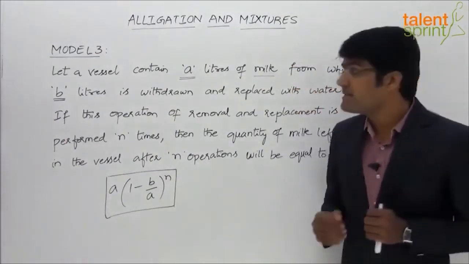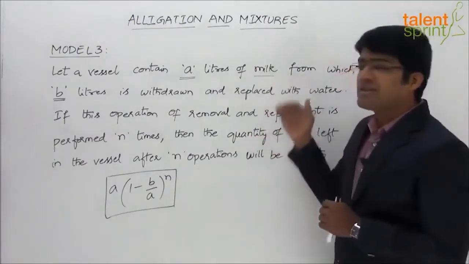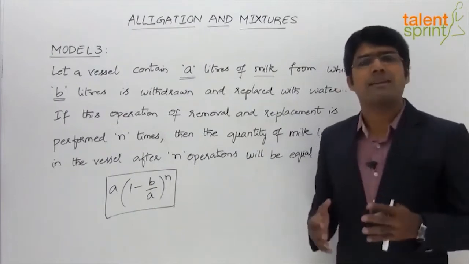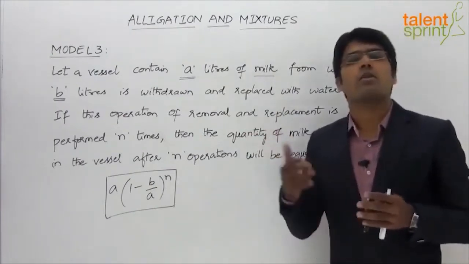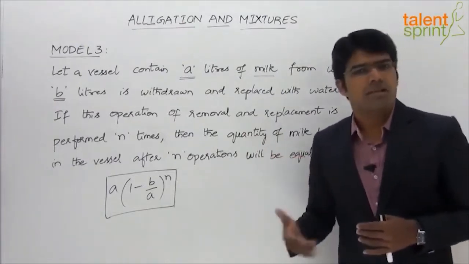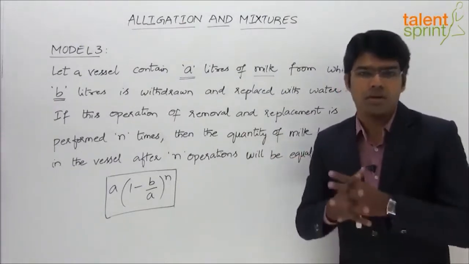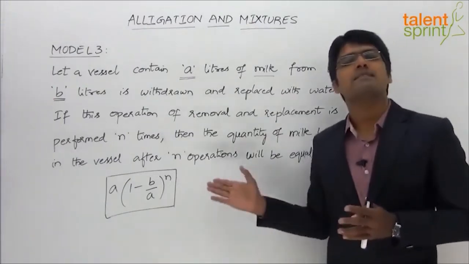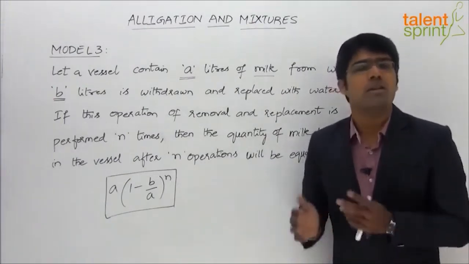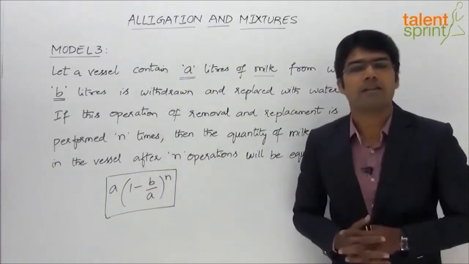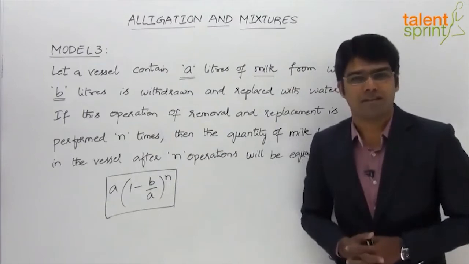The other point here is, in our case we have taken a case of milk and water, but it can be any type of liquid. For example, let's say initially we have A liters of alcohol, out of which B liters is removed and replaced with water, and so on. The operation is continued for n times. So there again the formula can be taken as A into (1 minus B by A) whole to the power of n. So whatever be the type of liquid, always we can use this formula to get the final quantity of milk in the mixture after n operations.